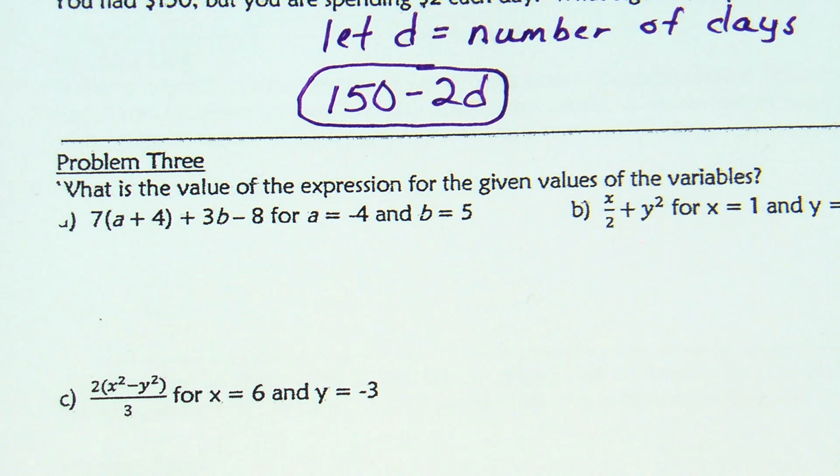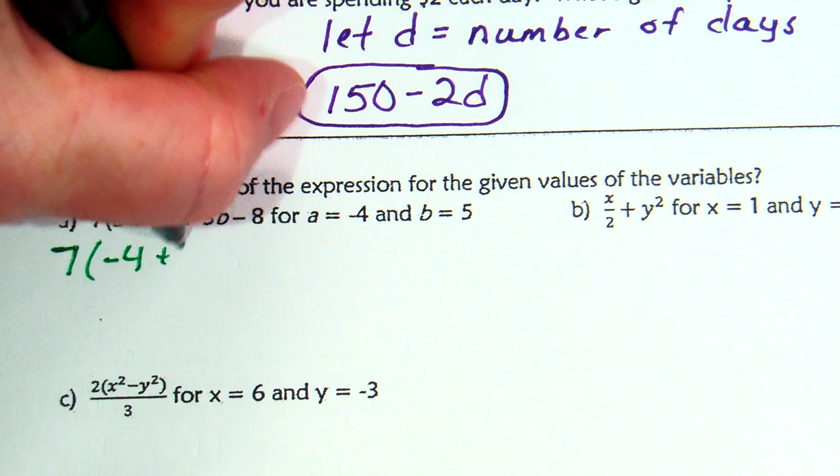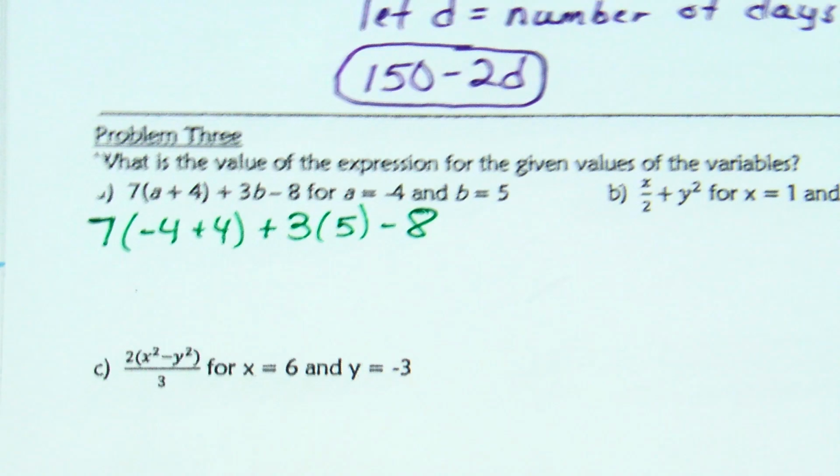Okay. Yes, we will start in the parentheses, but even before that, my encouragement is going to be to rewrite this with the numbers filled in. I know some of you are going to be like, I'm just going to do it all in my head. Whatever works for you, but I would encourage, let's fill our variables in. So if I rewrite this, 7 times A, which is negative 4, plus 4, plus 3 times B, which is 5, minus 8. Again, it's a strong encouragement from me. You make fewer mistakes this way.